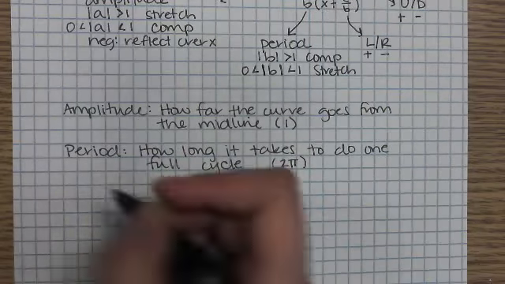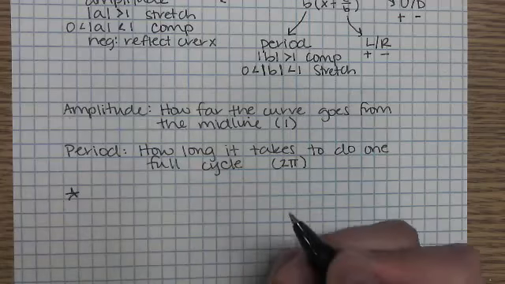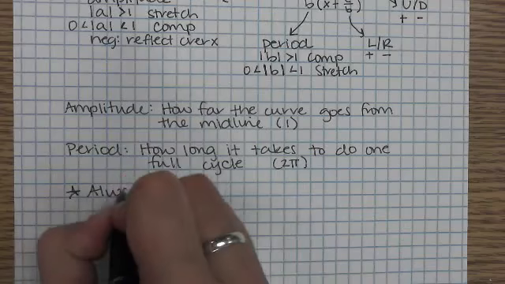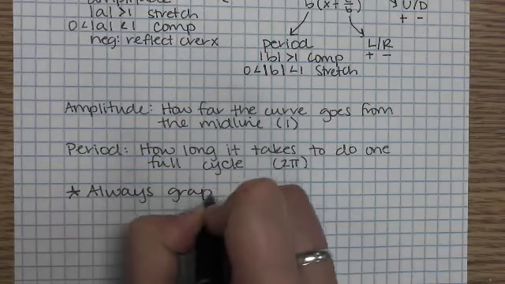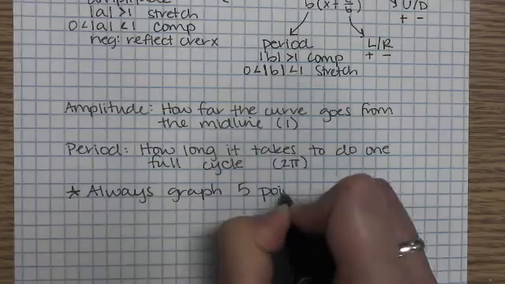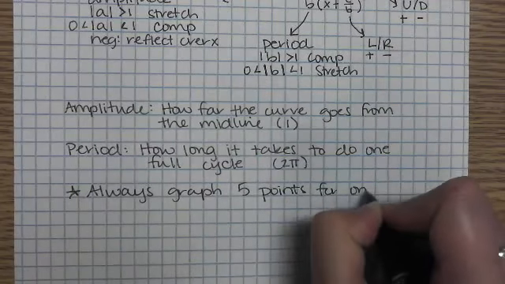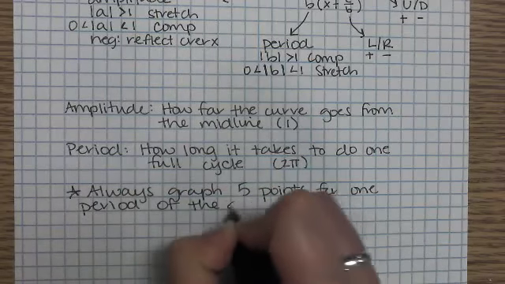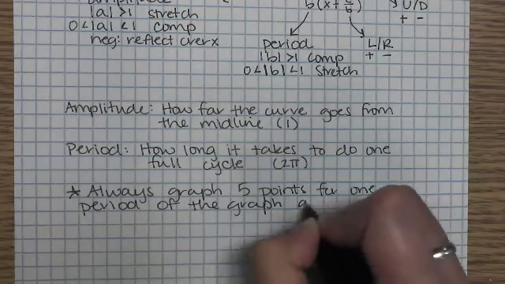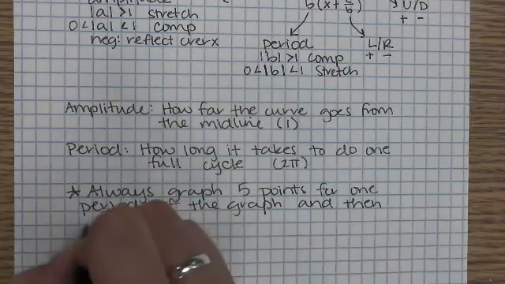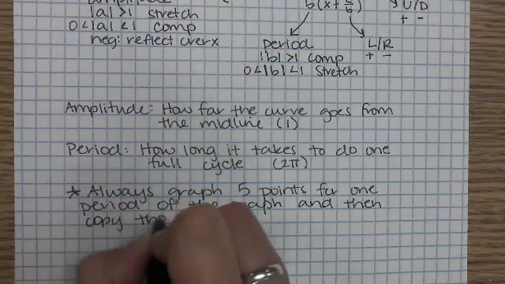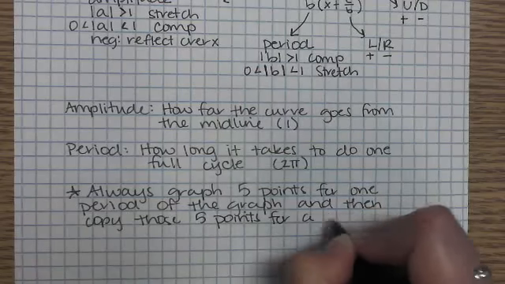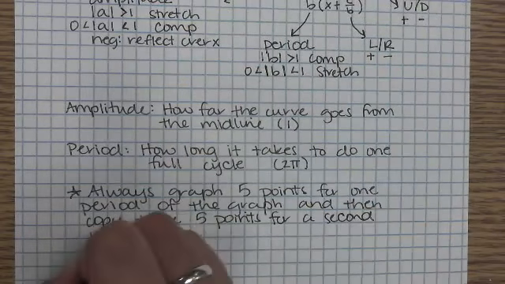All right, so a note, something I always want you guys to keep in consideration as you graph these, is we are always going to graph 5 points for one period of the graph, and then copy those 5 points for a second period.